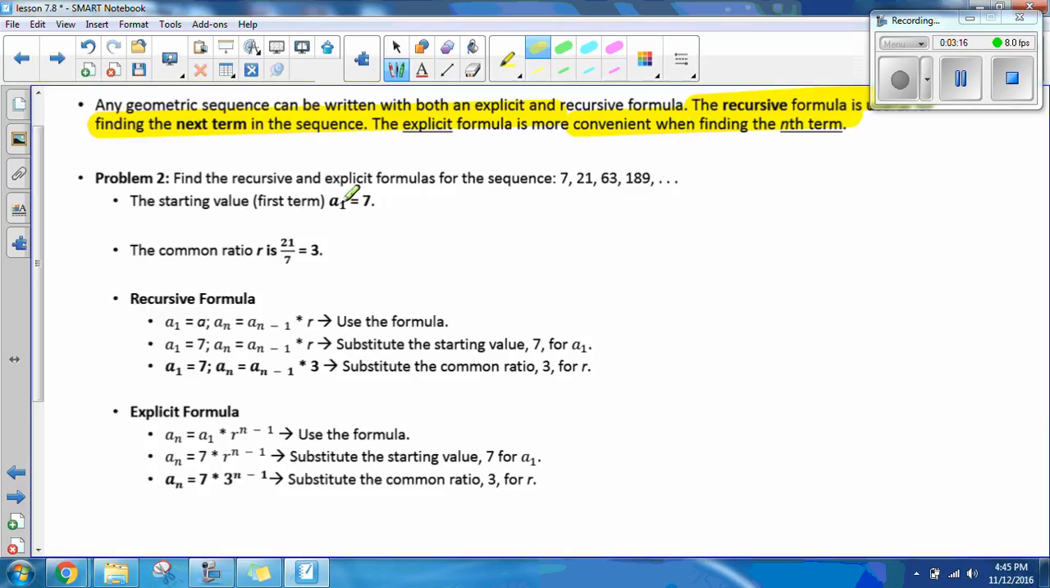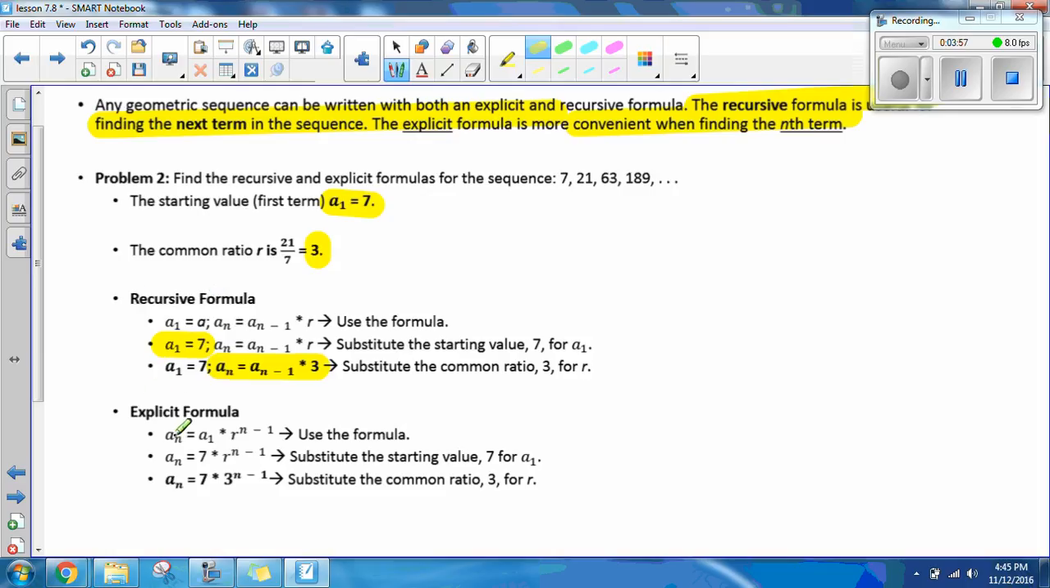Identify the starting value. A sub 1 equals 7. Our common ratio, r, is 21 divided by 7, so you're taking the second term divided by the first term, which equals 3. To write our recursive formula, you need to write a sub 1 equals a, our initial starting point, so a sub 1 equals 7, and you also need the second part, which is the next term, a sub n, equal to a sub n minus 1 times our common ratio, which is 3. So you need both of these in order to write the recursive formula.